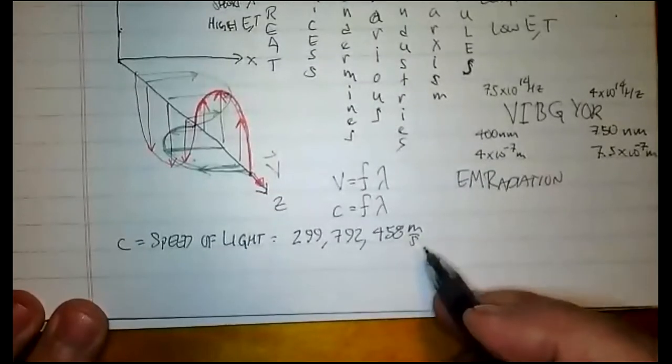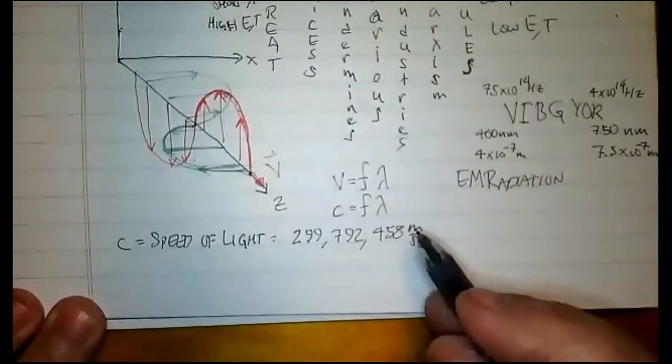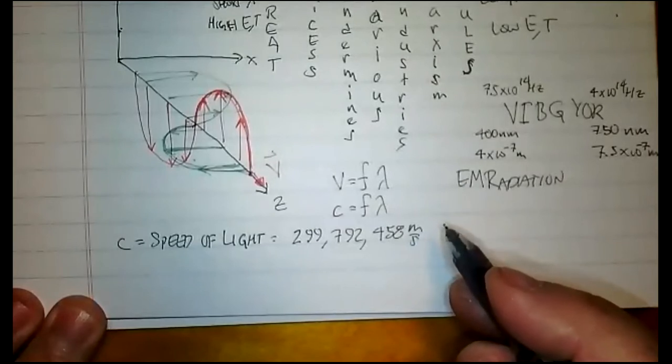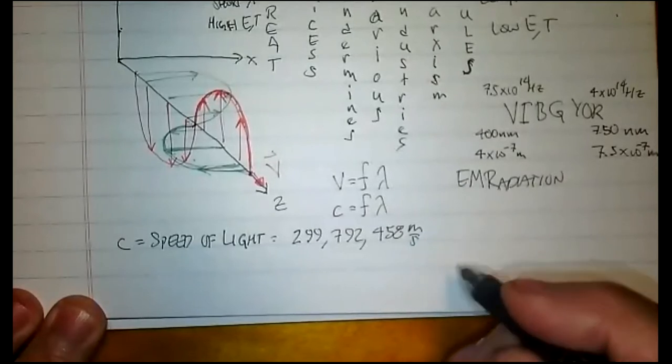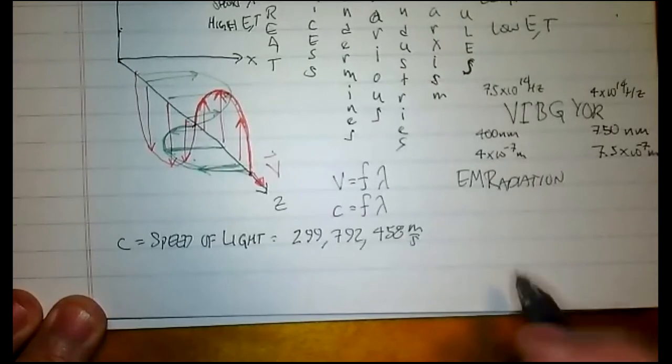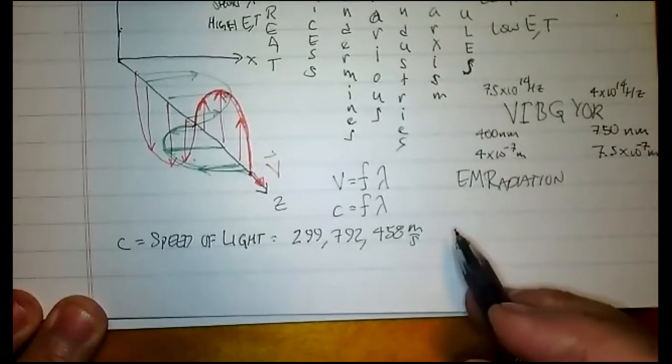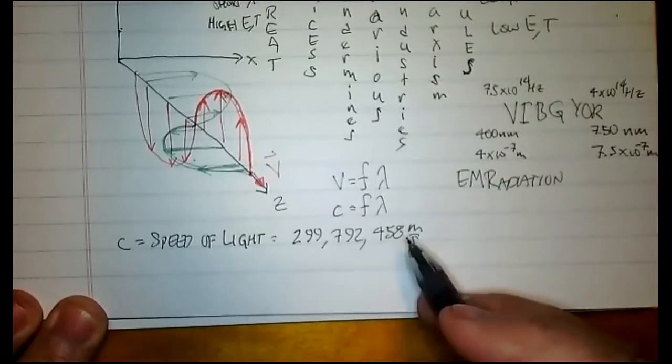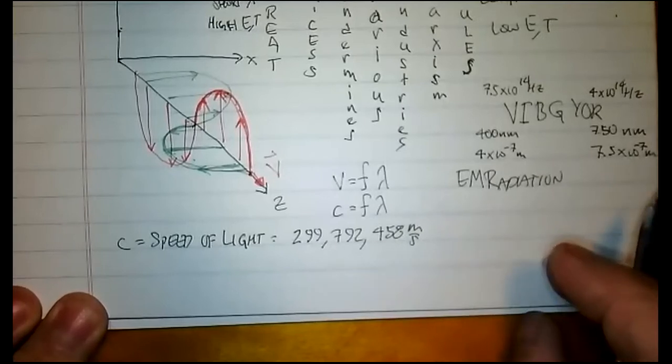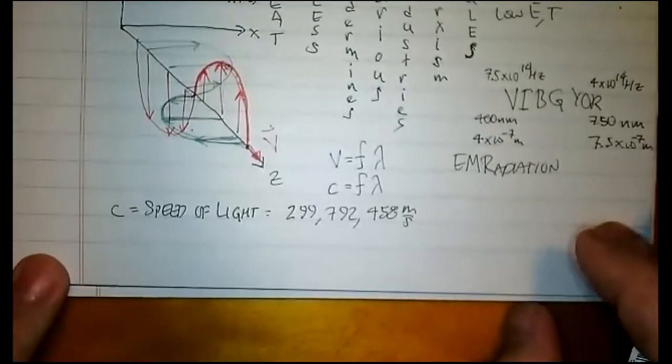That means, for instance, that 1 second is defined to be the time it takes for light to move 1 over 299,792,458 of a meter. Okay.